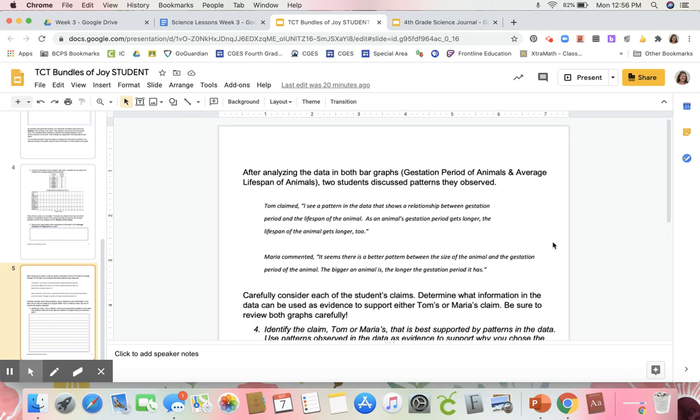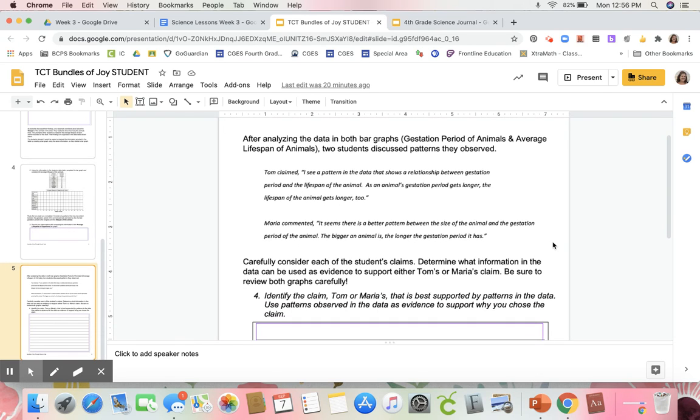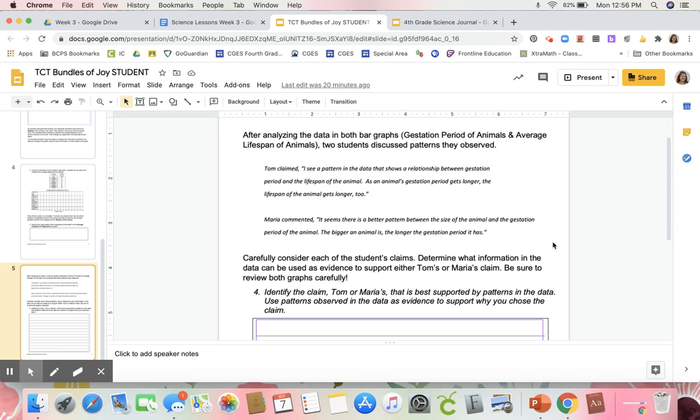And then the last page is the page that you will be completing independently. So let's talk about that. After analyzing the data in both bar graphs, the gestation period of animals and the average lifespan of animals, two students discussed patterns that they observed.